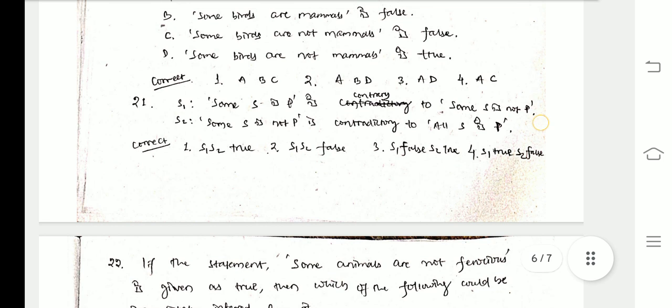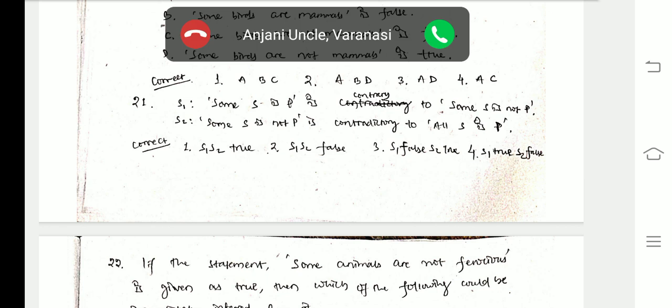Now 21. "Some S is P is contrary to some S is not P." These are subcontrary, not contrary. So the first statement is false. The second statement: "Some S is not P is contradictory to all S is P."